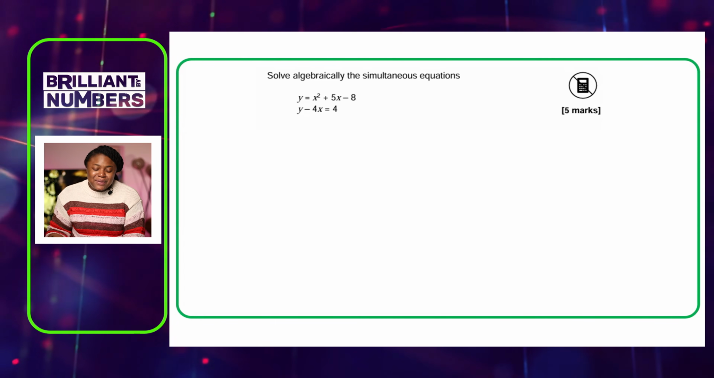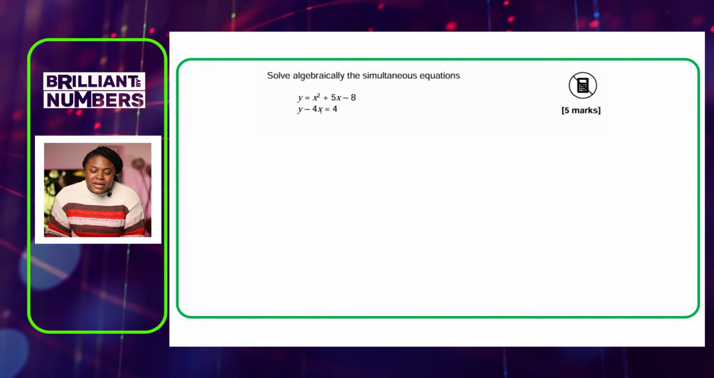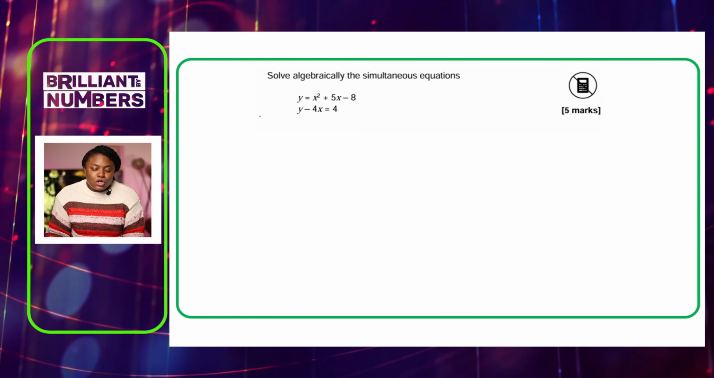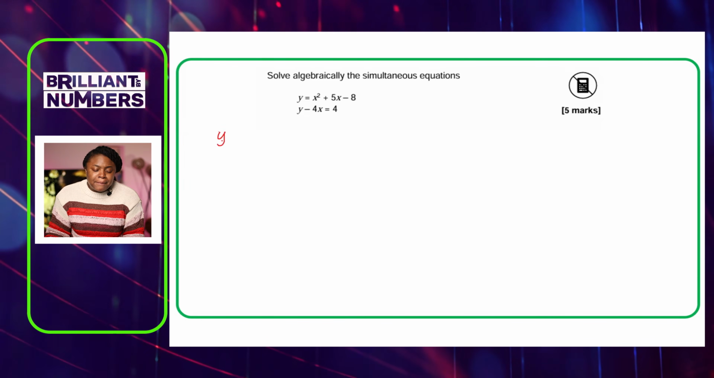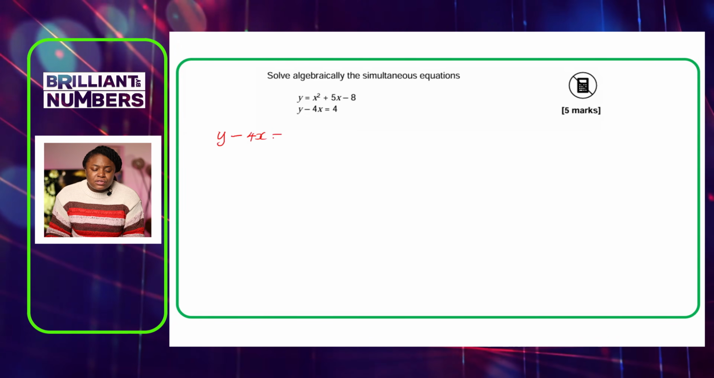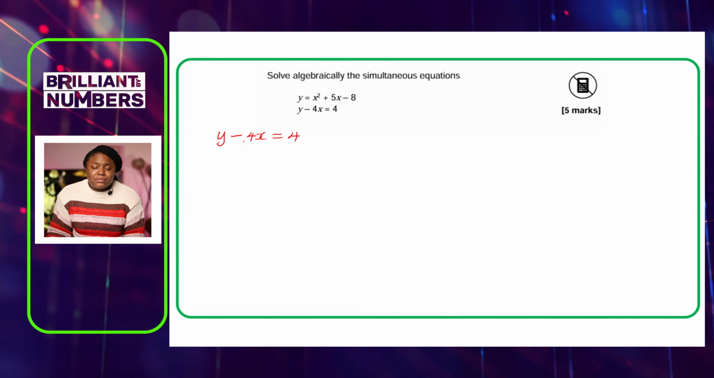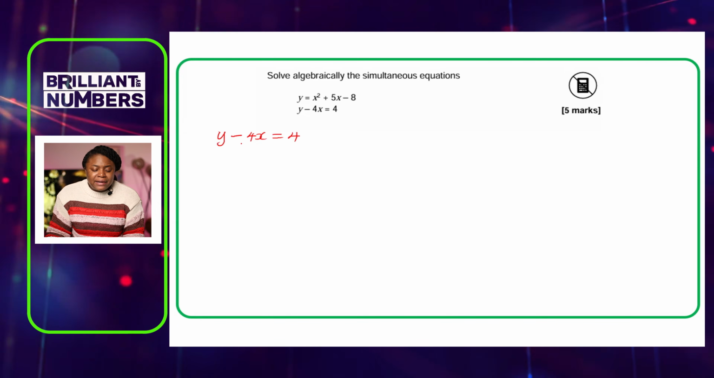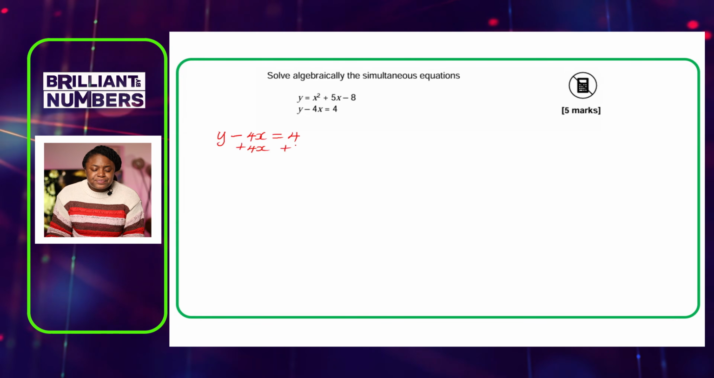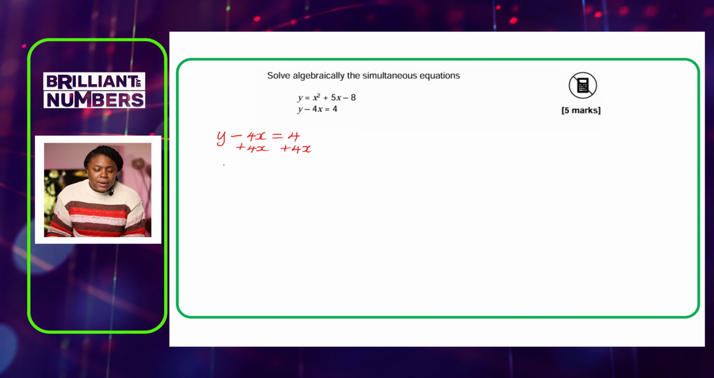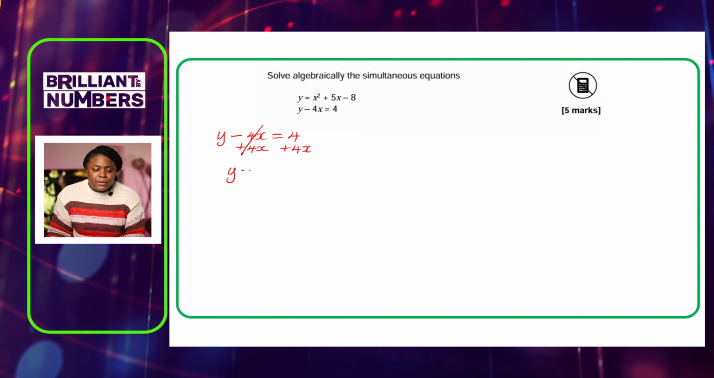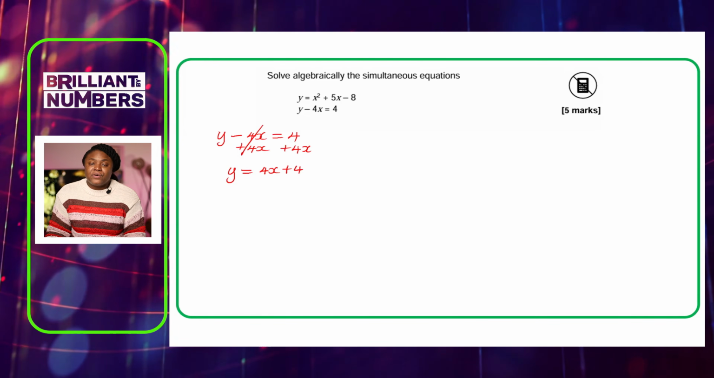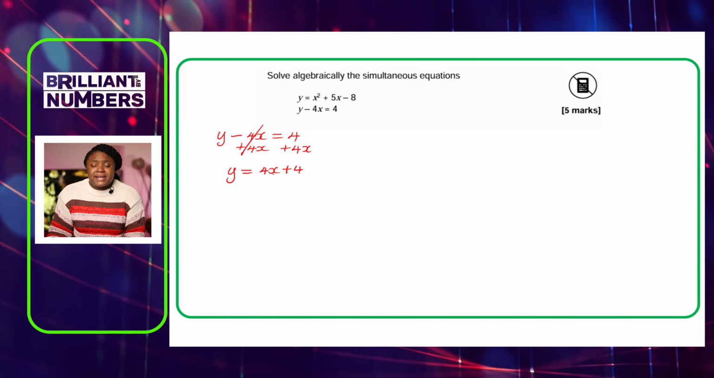So the first thing that we need to do is to rewrite the linear equation, making y the subject. So I've got y minus 4x equal to 4. To make y the subject, I need to do the opposite of minus 4x. So I'm going to add 4x to both sides. Therefore, I will now have, this cancels out, so y equal to 4x add 4. If you said 4 add 4x, it's the same thing, but we always put our gradient first.